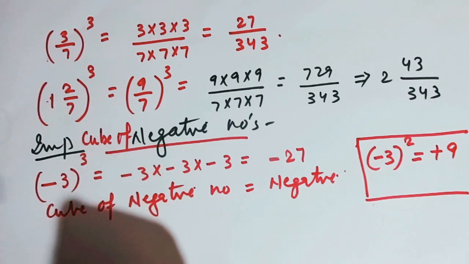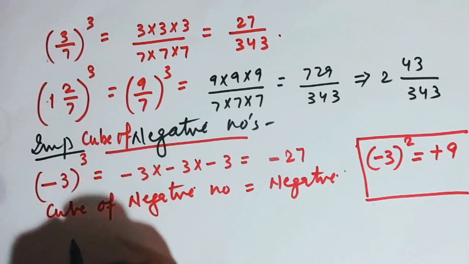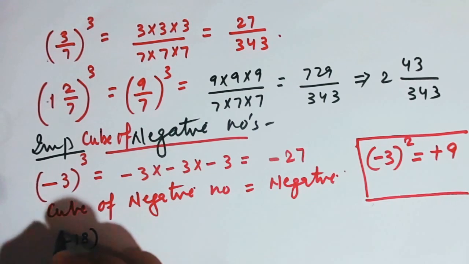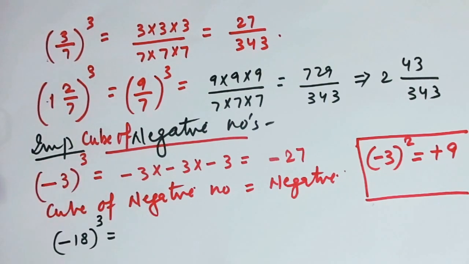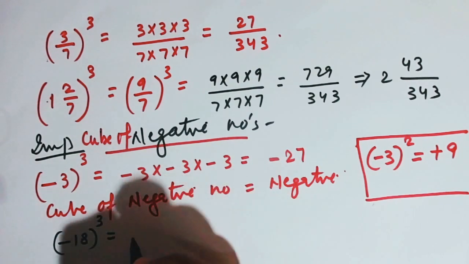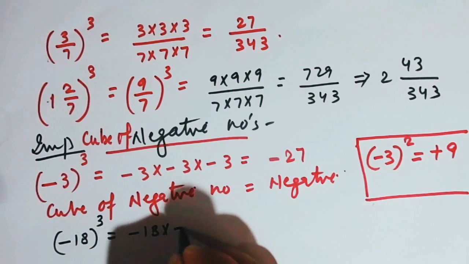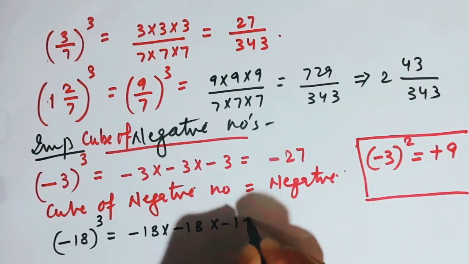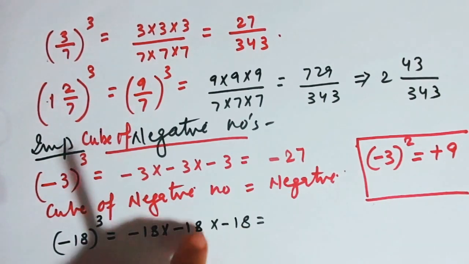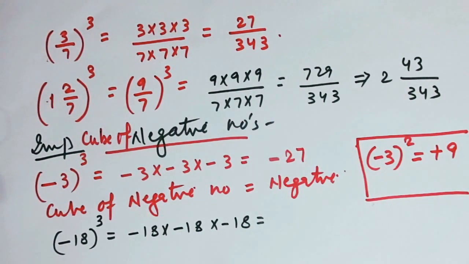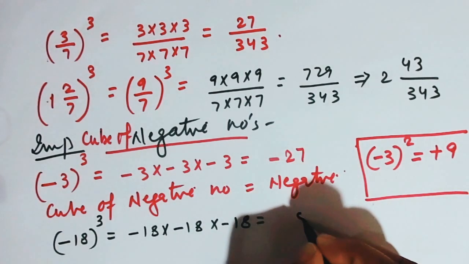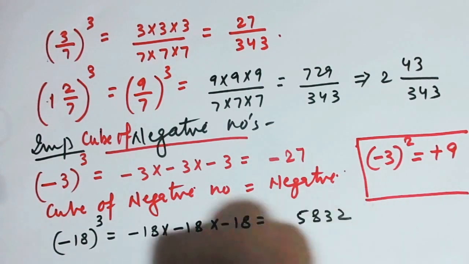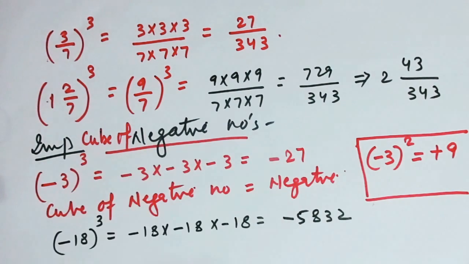For example, when you get minus 18 whole cube, naturally minus 18 whole cube will be minus 18 times minus 18 times minus 18. When you multiply all these three numbers, you will get 5832. At the same time, your answer should be negative.